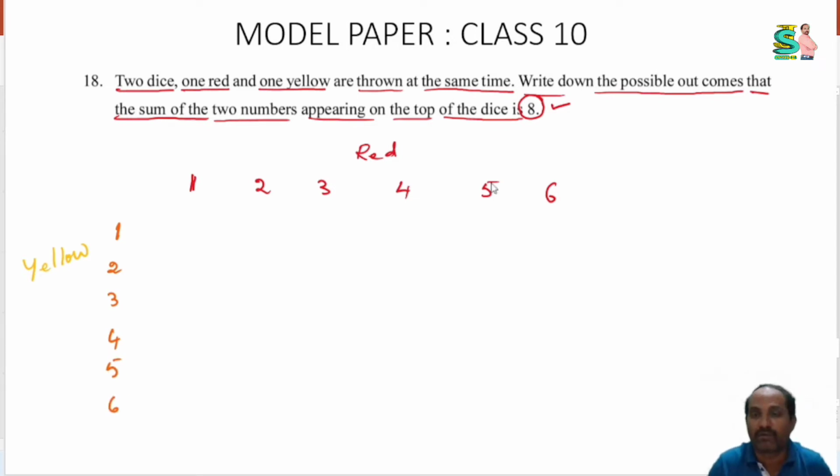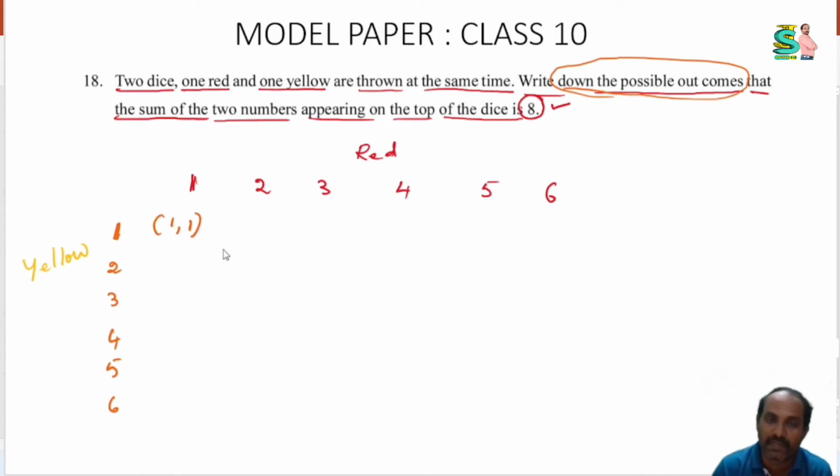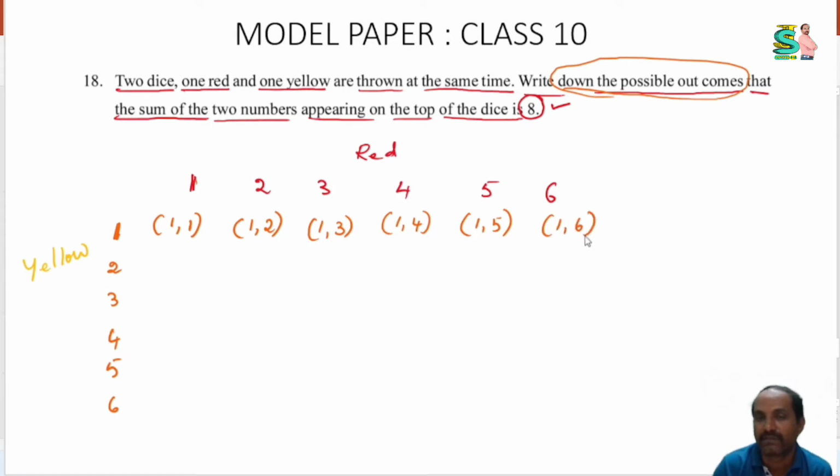Write down all possible outcomes, he said. Write down all the possible outcomes whose sum is 8. So first we should write the ordered pairs here. So first one 1, 1. So here 1, 1. Next 1, 2, 1, 3, 1, 4, 1, 5, 1, 6. How many possible outcomes are there in total? 36. Is it? I will show how 36 comes there.